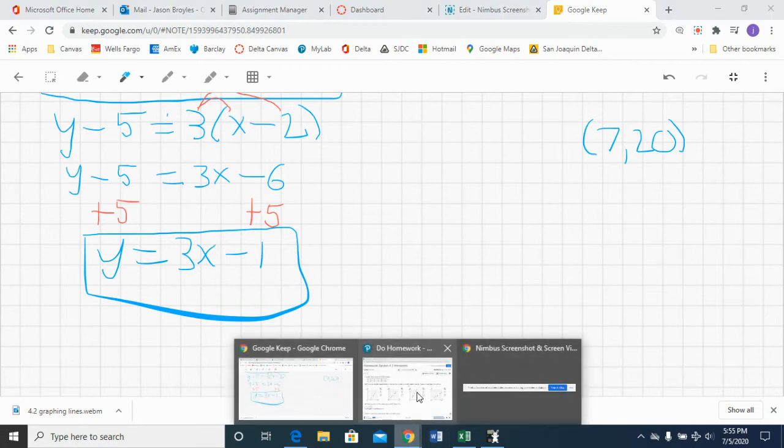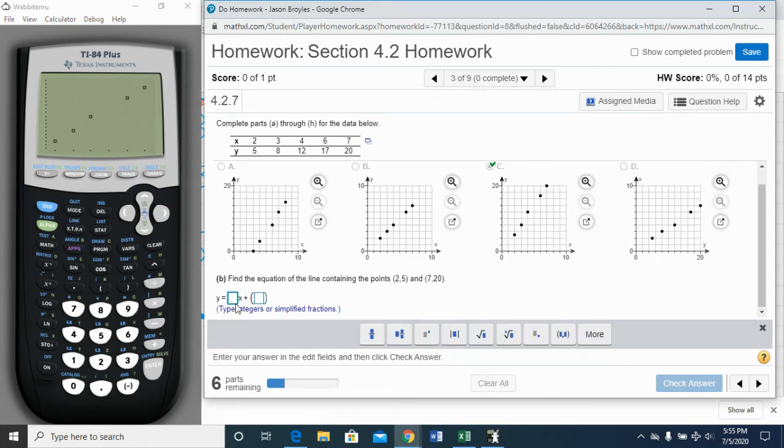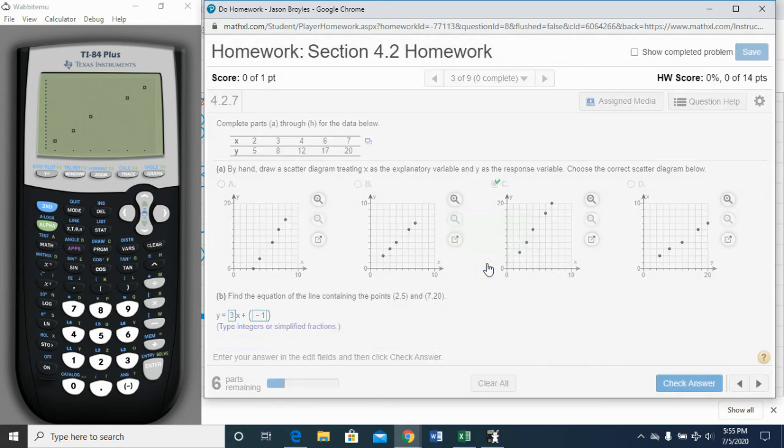So back here on our homework page, I'm going to plug that in exactly as we see it. So y equals 3. The x is already there, notice, so don't put another x in. And the negative 1 is the y-intercept. So let's check that. Cross our fingers, and it works.